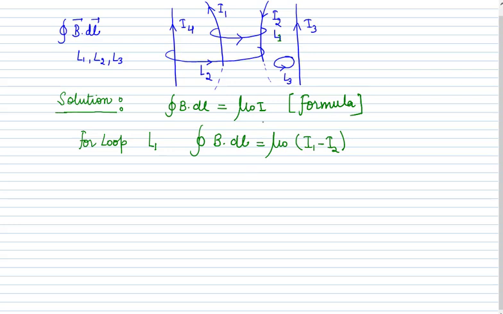We have taken I1 as positive and I2 as negative, because if you see the magnetic field lines according to the right hand rule, then for the I1 current it is anti-clockwise and for I2 it is clockwise if you see from the top. So you can write B dot dl is equal to mu naught times I1 minus I2. That simple it is. Now come to loop L2.